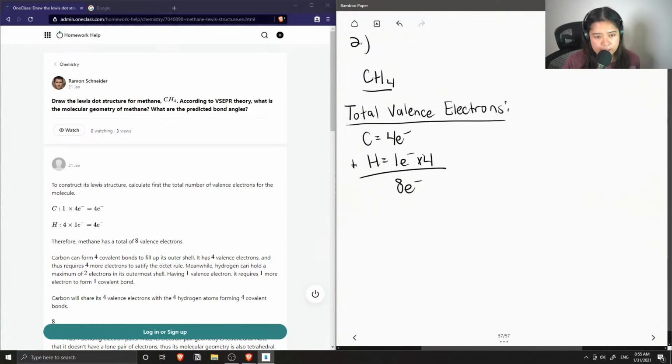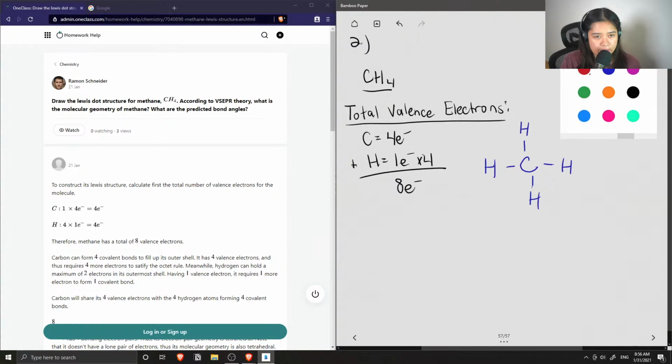Okay, so now let's draw a skeletal structure showing carbon as our central atom, since it is able to form multiple bonds, unlike hydrogen, which can only form the one bond since it only has 1 valence electron. Okay, so we can draw 4 single bonds to hydrogen. And if we count out the electrons we've drawn so far, where each bond contains 2 bonding electrons, we already have our 8 electrons needed for the structure.